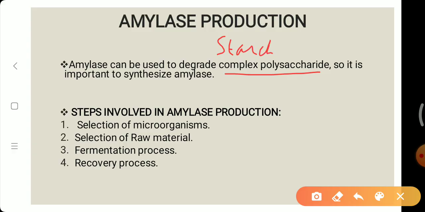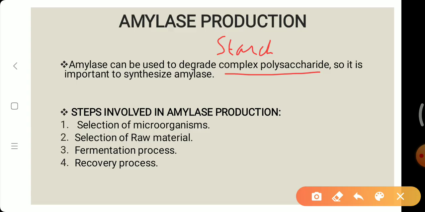So it is important to synthesize amylase as it has various applications in the pharmaceutical industry, brewing industry, food industry, paper industry, and cloth industry. Generally, three types of amylase are found: alpha, beta and gamma amylase. Out of all these, only alpha amylase is found in humans.